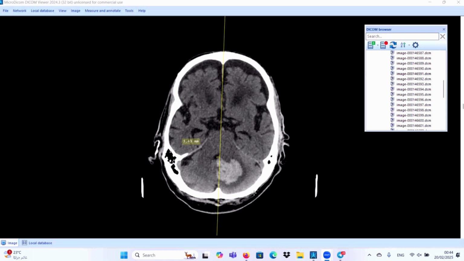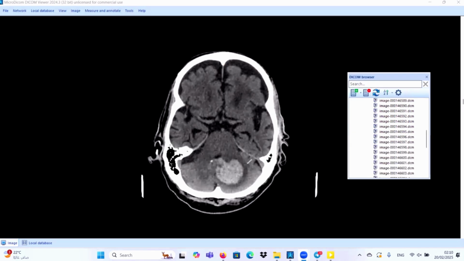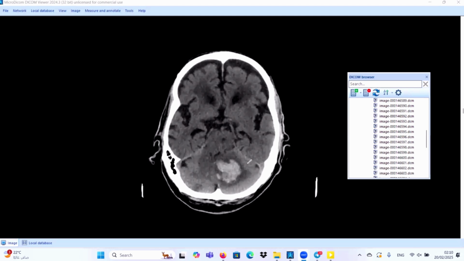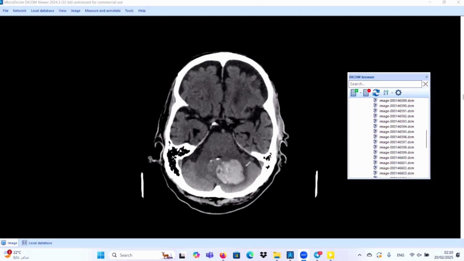We can measure the midline shift in the posterior fossa from the center of the fourth ventricle towards the midline, from here to here. It measures about 3.4 millimeters in this case. So how to measure the midline shift? If we are measuring the midline shift in the supratentorial compartment, we should measure it from the foramen of Monro towards the midline. While in the posterior fossa, we should measure the midline shift from the fourth ventricle towards the midline.